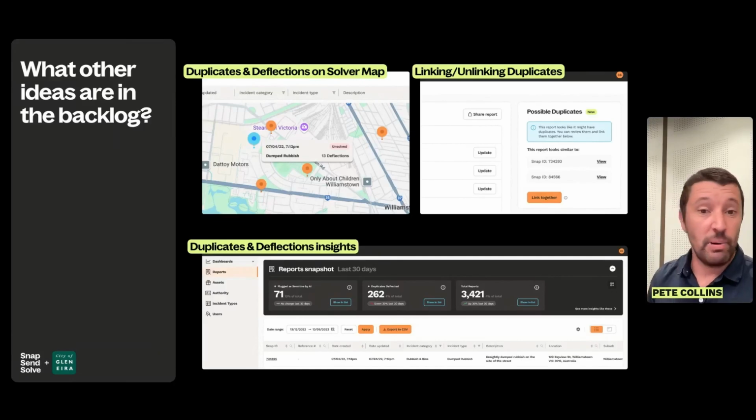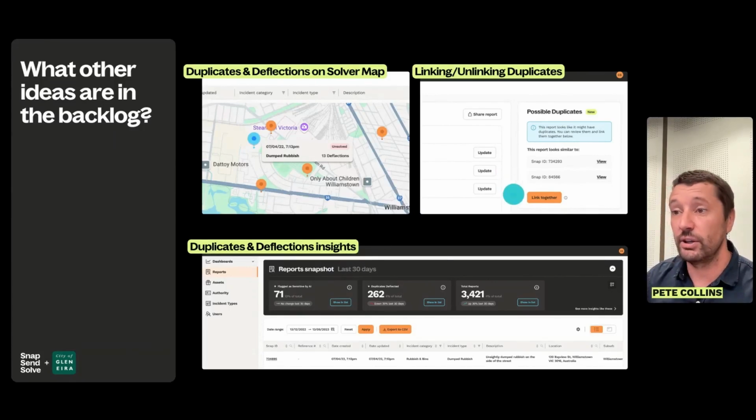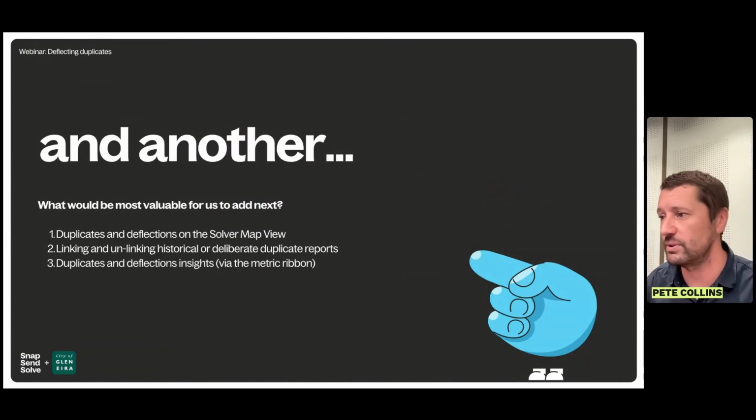So a big part of how we work in product at Snaps and Solve is to be as customer driven as we can be. And so keen now to just jump to another poll and get your direct involvement in shaping duplicates moving forward. So what would be most valuable for us to continue to add to this feature?